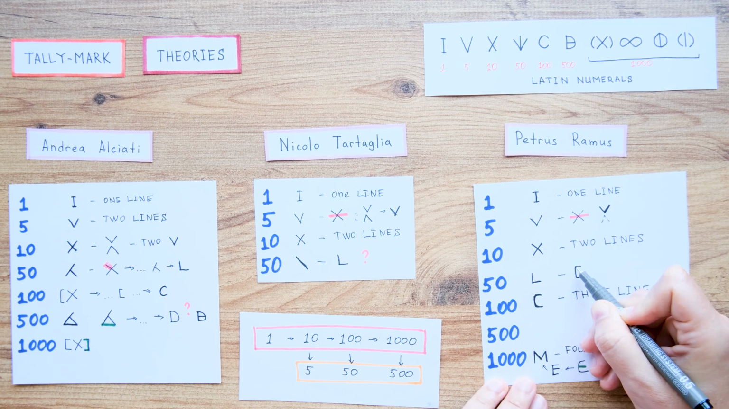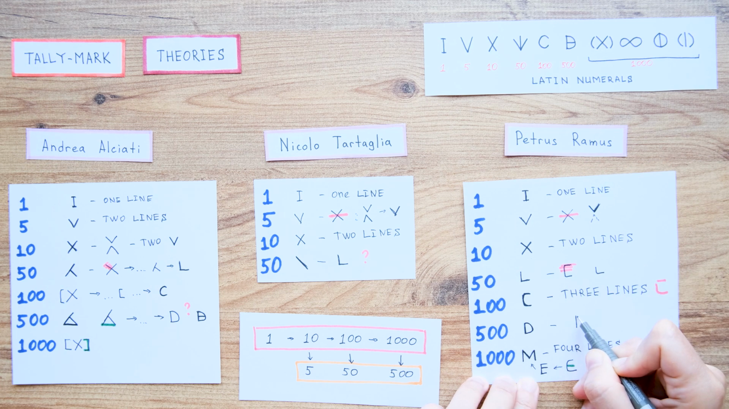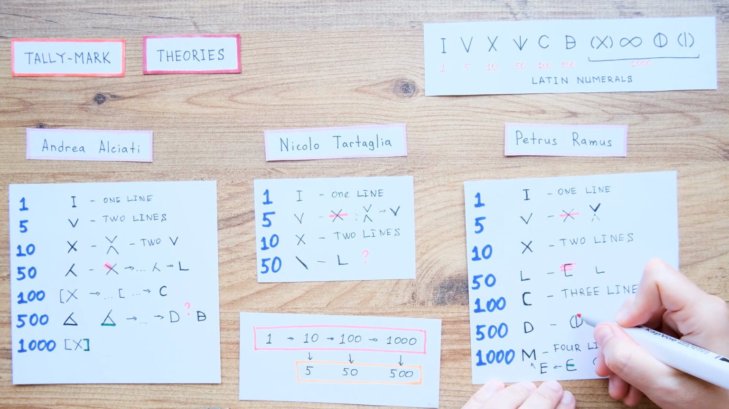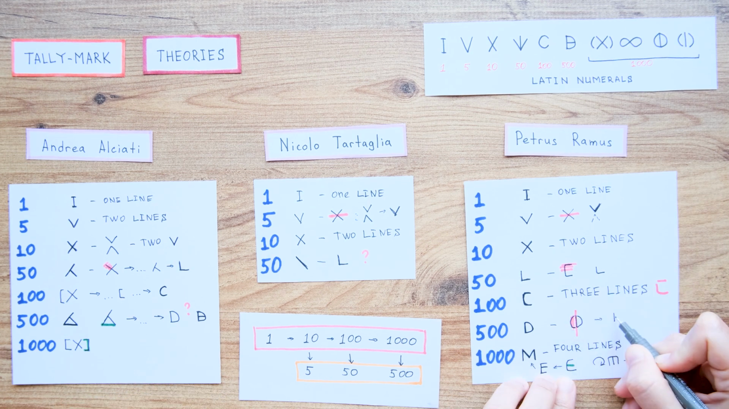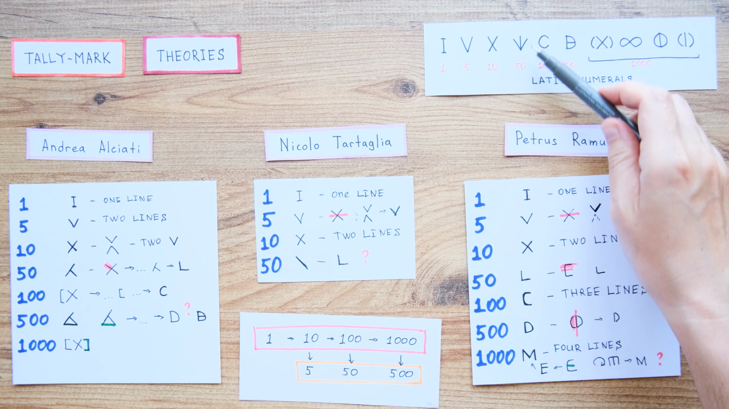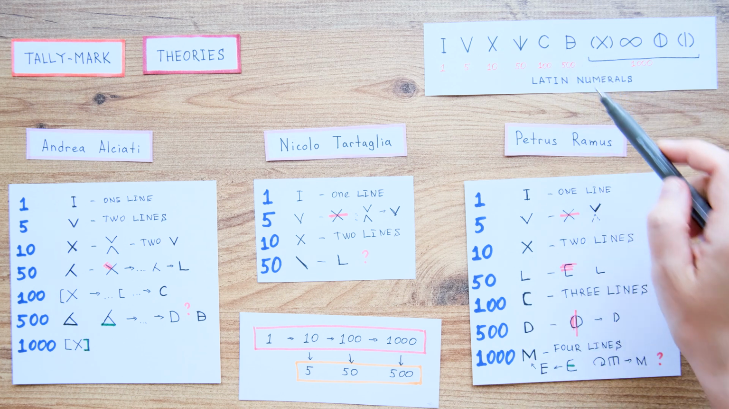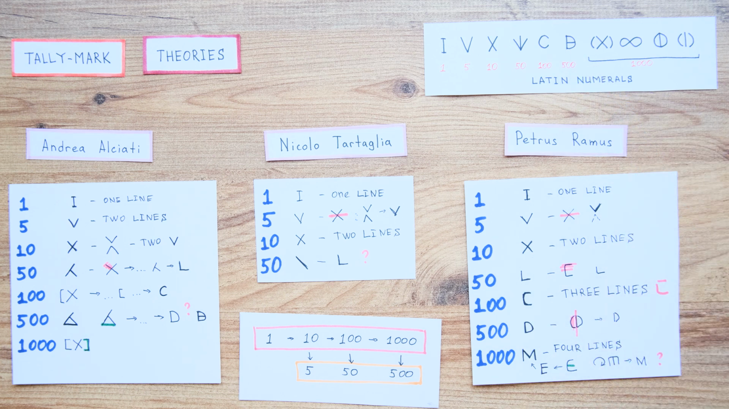L is a half of C. And D is a half of this symbol. While the idea is sensible and systematic, the regions of L and D cannot be correct. As we know now, for 50 it was first used a trident and not L. And 500 was D with a line in the middle, not just D.